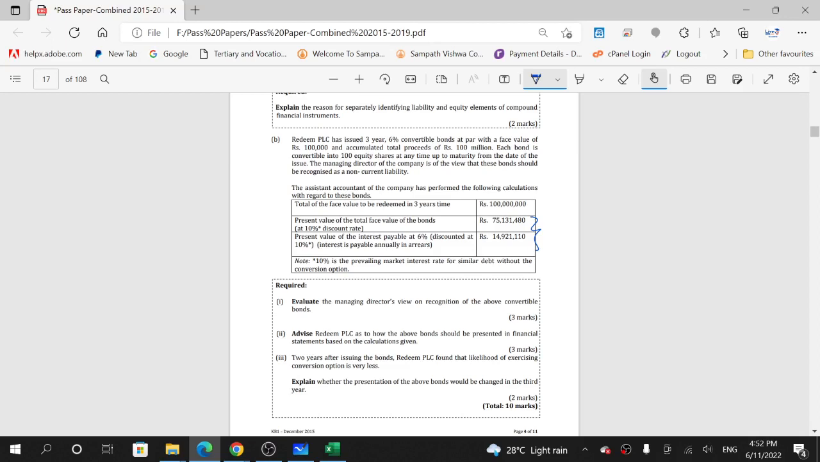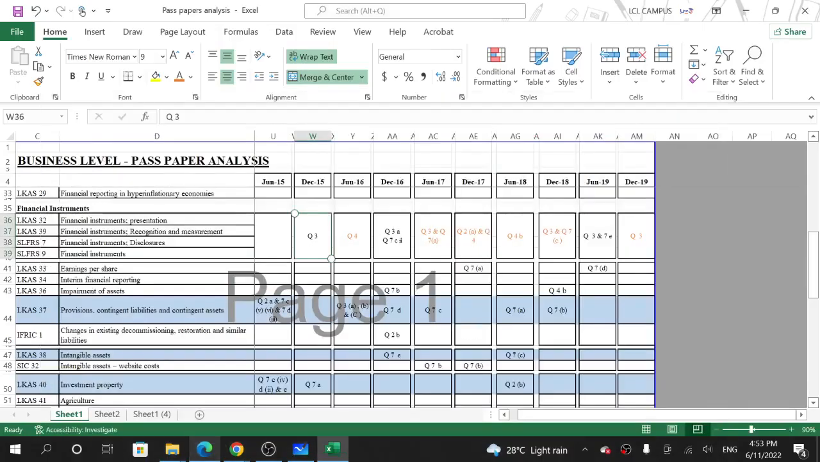Don't change. So that is the answer for part 3. Should not change, because the investors' or the bondholders' behavior cannot be predicted. Therefore you are not changing the classification pattern. Okay, so that is the answer for part 3.